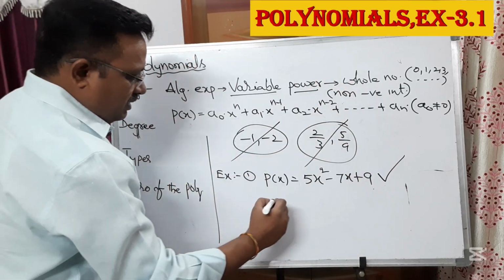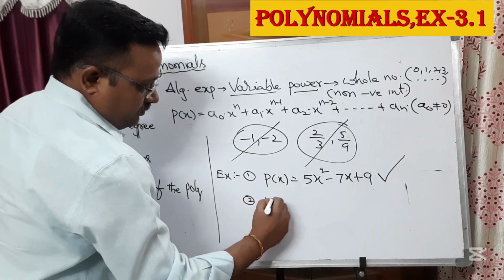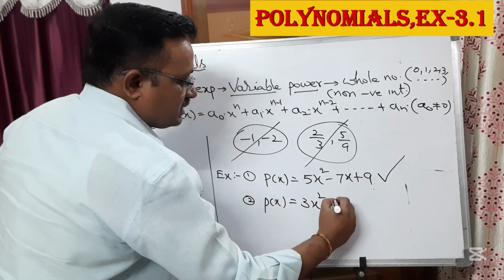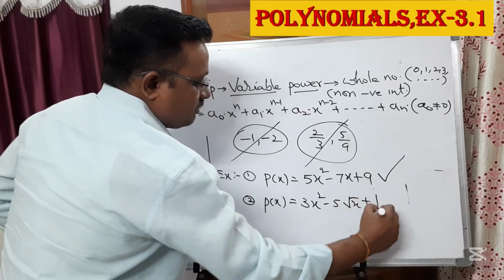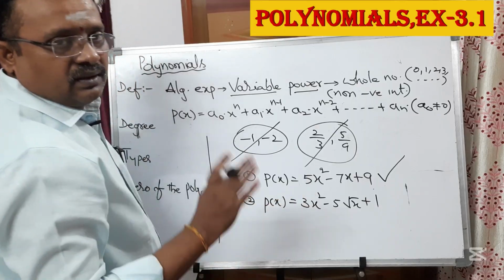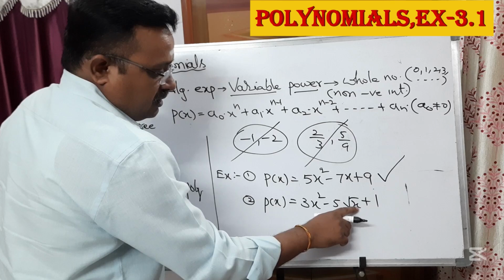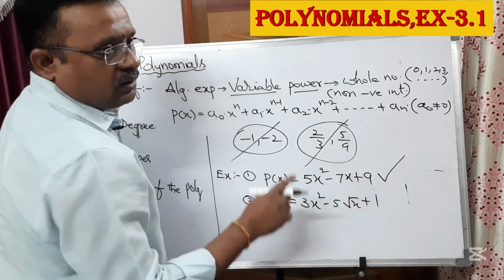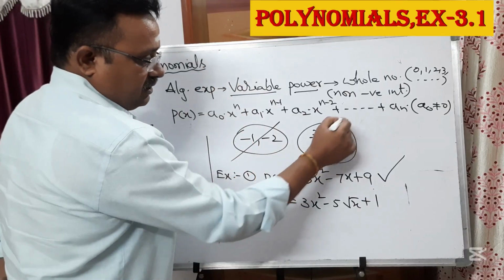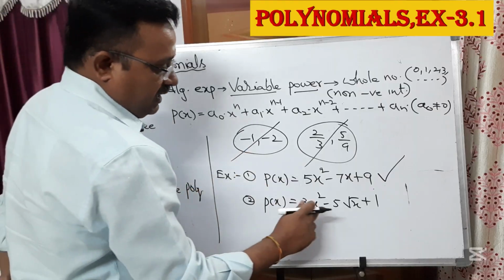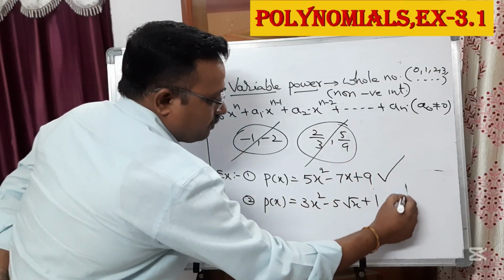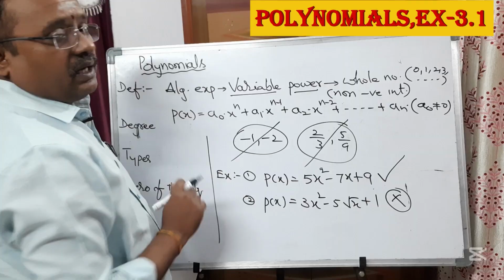Whereas I am giving one more, p of x equal to 3x square minus 5 root x plus 1. Observe that in this, the variable power is 2, a whole number. In the next term, the variable is under a root. Root means power 1 by 2, and power 1 by 2 is a fraction. We should not consider that. That's why, forget about the remaining terms, whatever they may be, it is not a polynomial. It is just an algebraic expression.